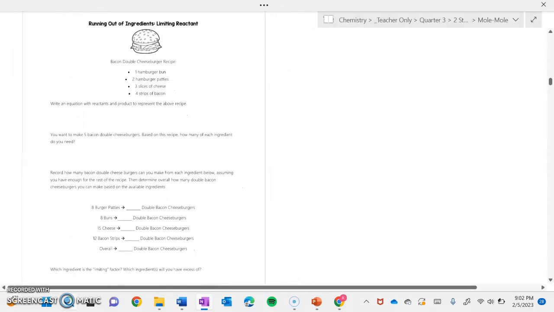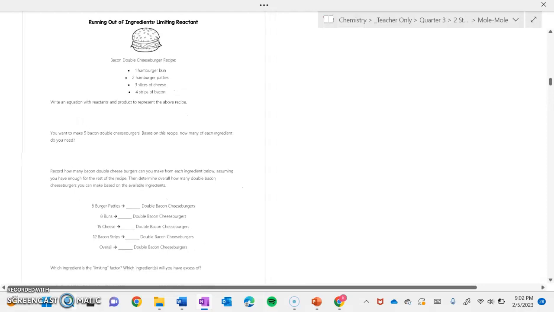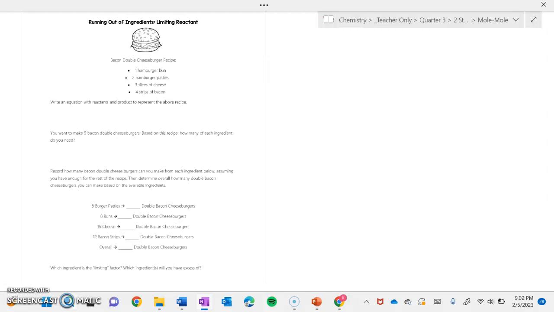And then running out of ingredients is similar to that concept we used with the s'mores, but this time with burgers, just to help you reinforce the concept of a limiting reactant.